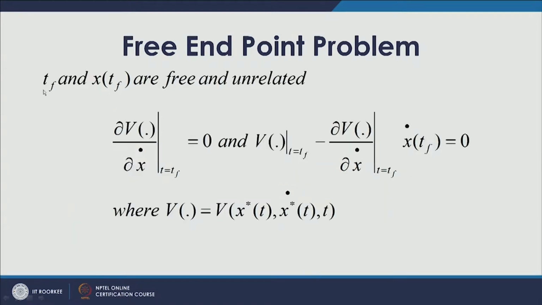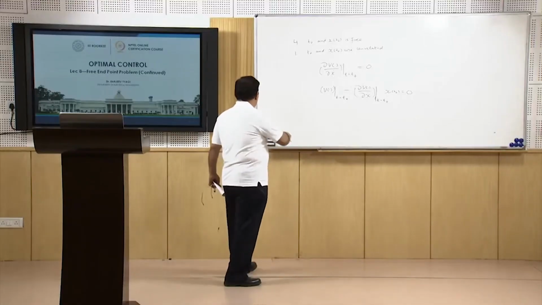So, in my first case, in which tf and x(tf) are unrelated, my boundary condition will be governed by del V by del x dot equal to 0, and the second equation is V evaluated at t equal to tf minus del V by del x dot times x dot tf, which must be equal to 0. In this case my V is nothing but V evaluated at x star, x dot star and t. So, this is my first case.